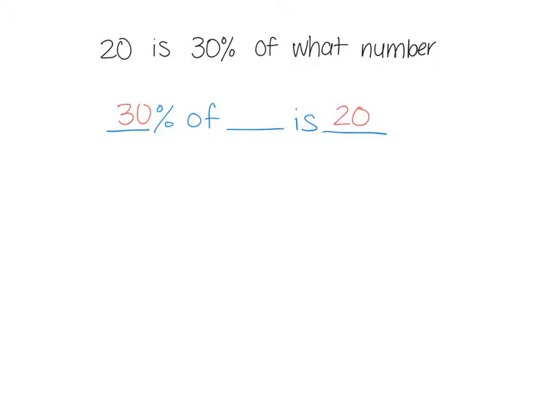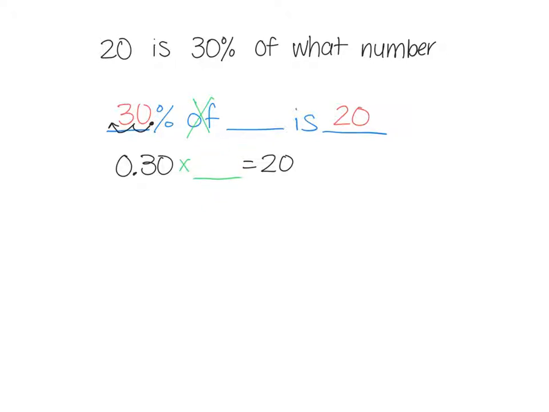The first thing we need to do is change this percent to a decimal. So I take the decimal point and I move it 2 to the left. So I have 30 hundredths. The word of, I know, means times. I don't know what I'm multiplying 30 hundredths by though, but I know in the end it's going to equal 20. So now my job is to figure out what this blank would be.